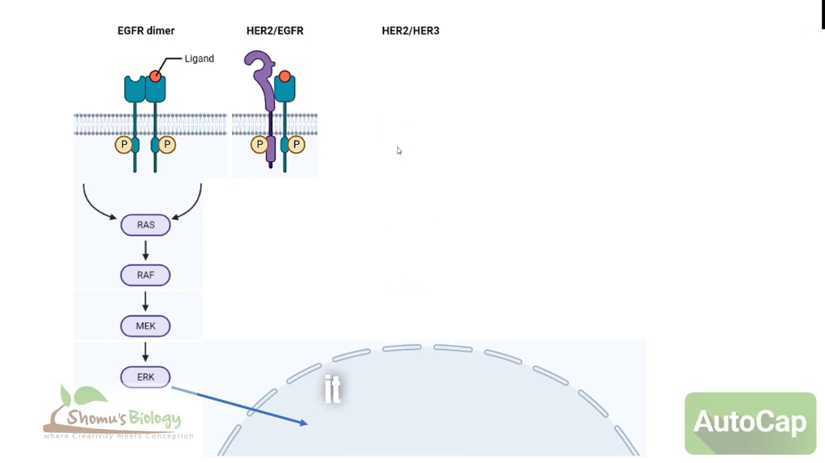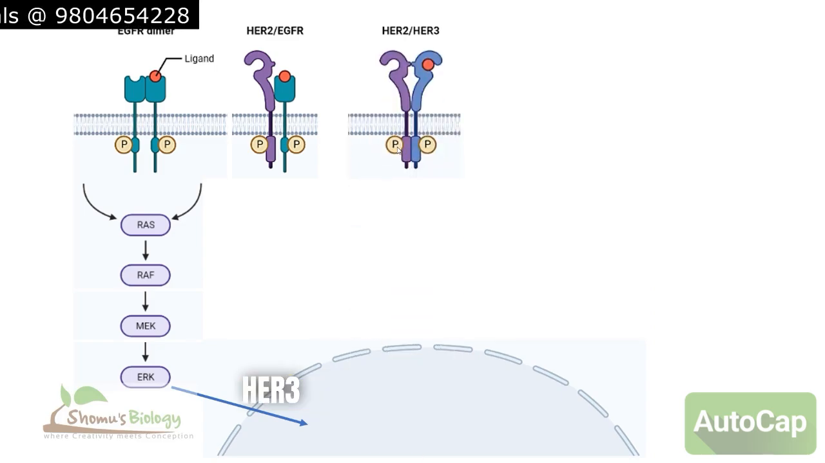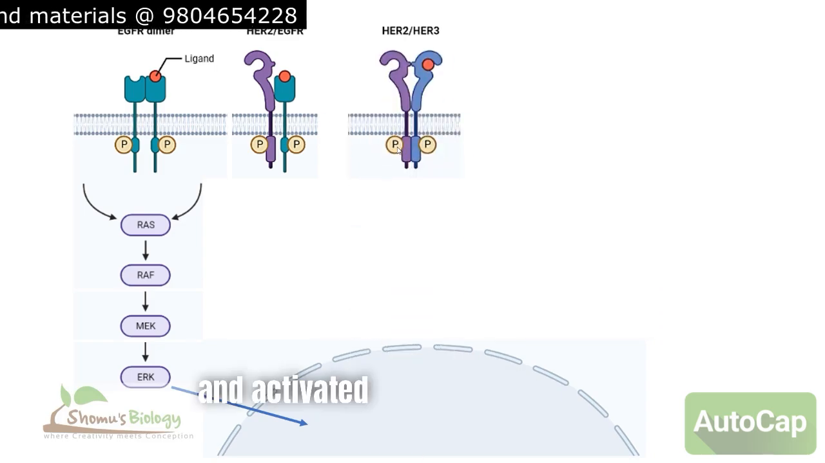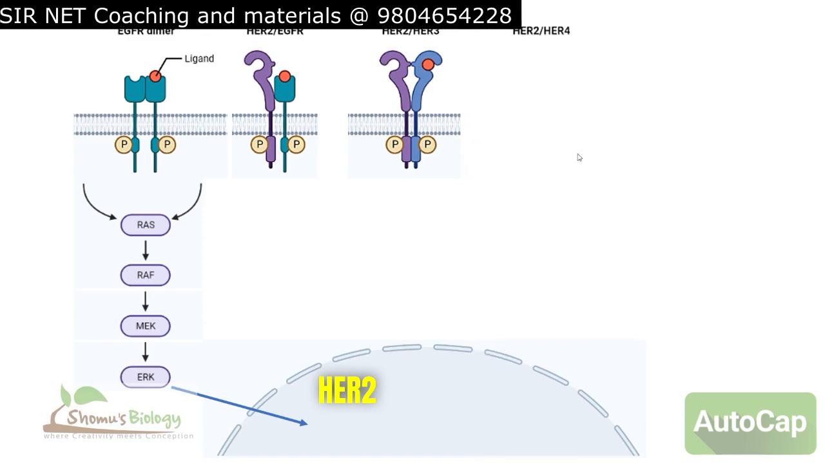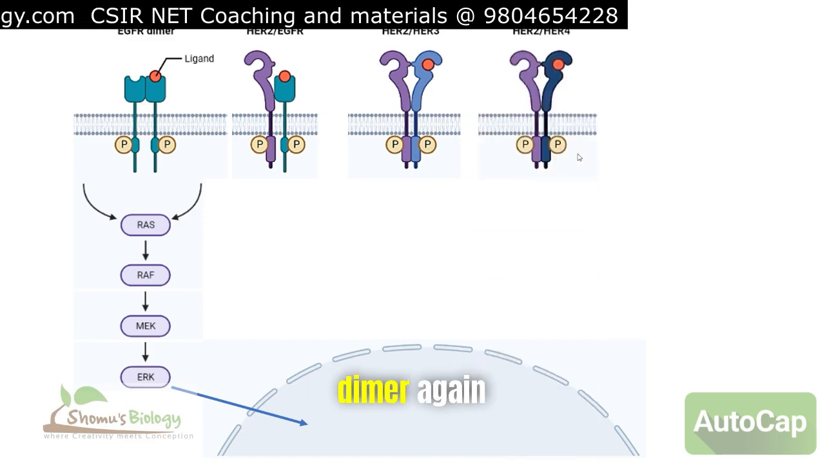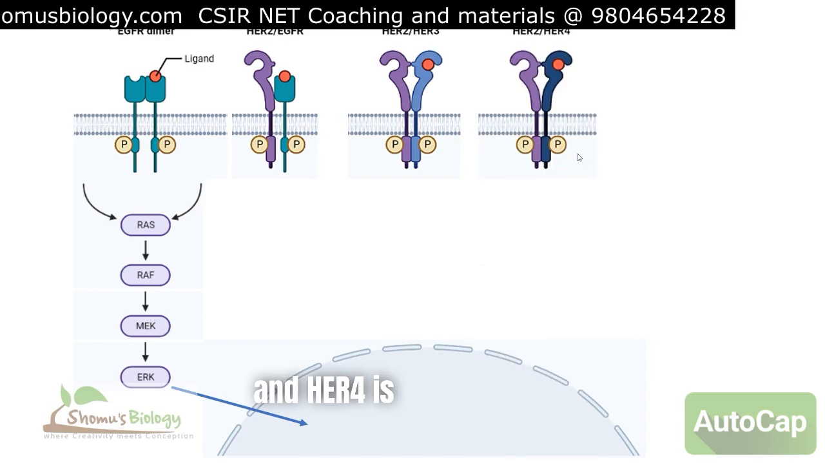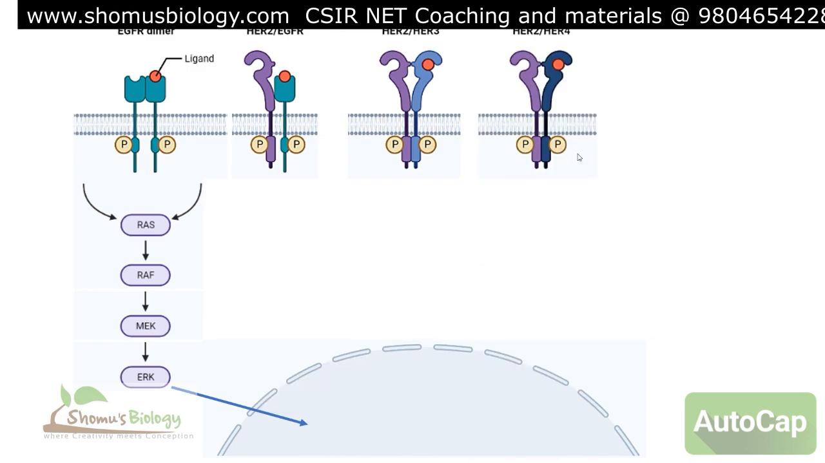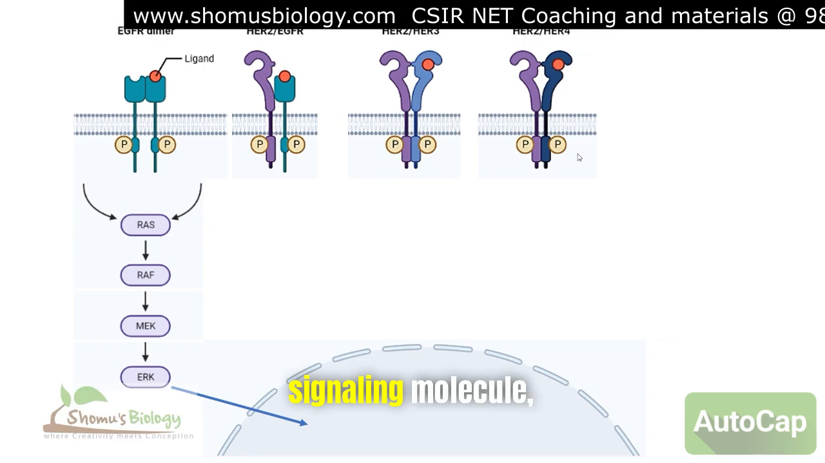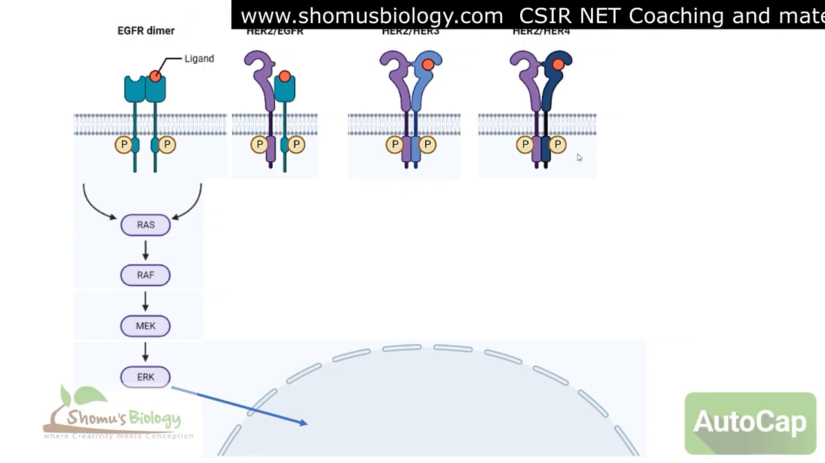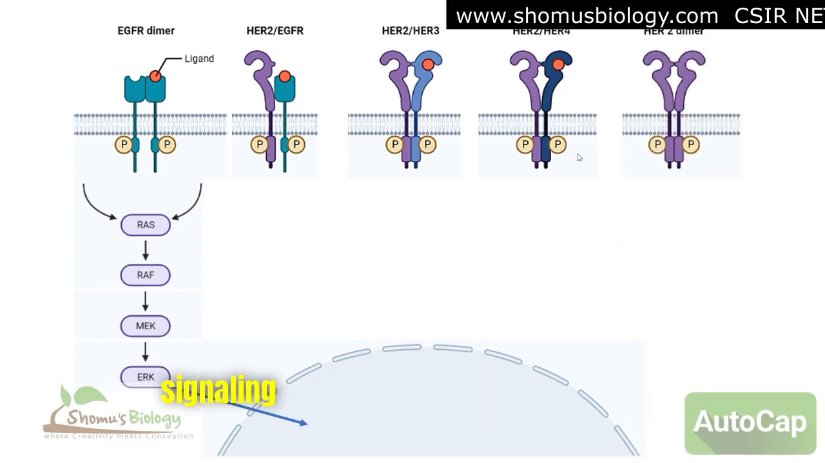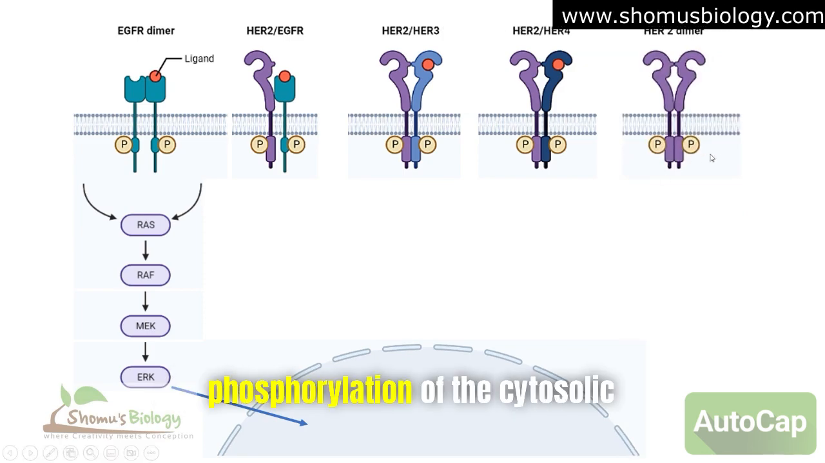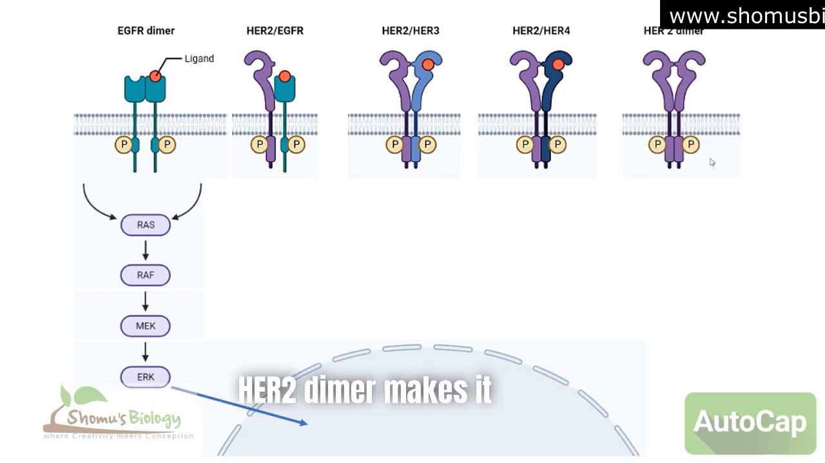Then we'll talk about another receptor pair, both HER receptors. It can be HER2, HER3 receptor pair, a heterodimer. So here is the HER2, HER3 receptor pair. This can also be triggered and activated, and upon activation again the cytosolic site will be phosphorylated. And it can be a HER2 with HER4 dimer. Again HER2 is denoted with purple color and HER4 is denoted here with a dark blue color. Again upon binding of the signaling molecule, the cytosolic site gets phosphorylated. Then it can be a HER2 homodimer, where two HER2 molecules stick together. Again, signaling molecule binding causes phosphorylation of the cytosolic site of the HER2 dimer and makes it active.